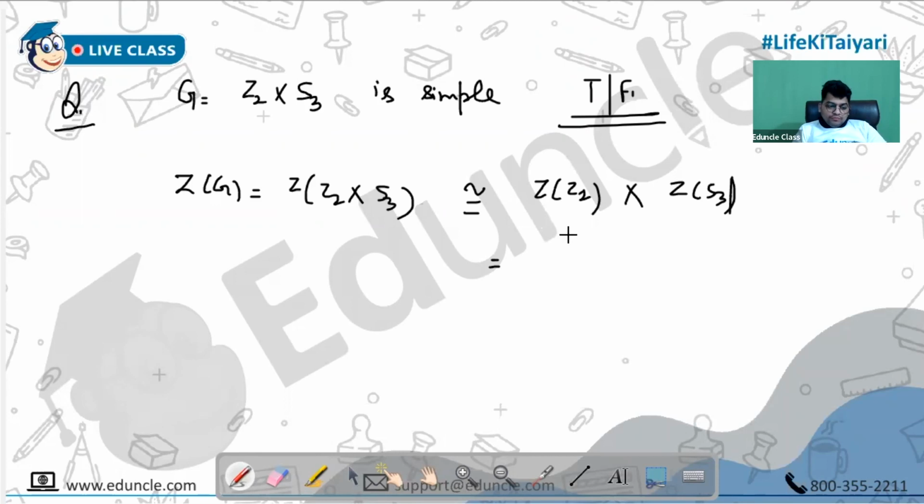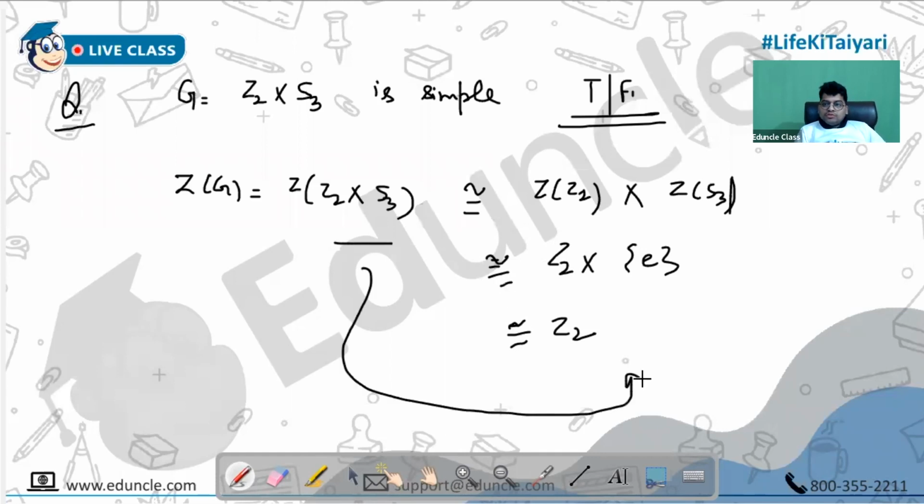So center of Z2, that is identity. No. So that is only Z2. So this is isomorphic to Z2. Has two elements.